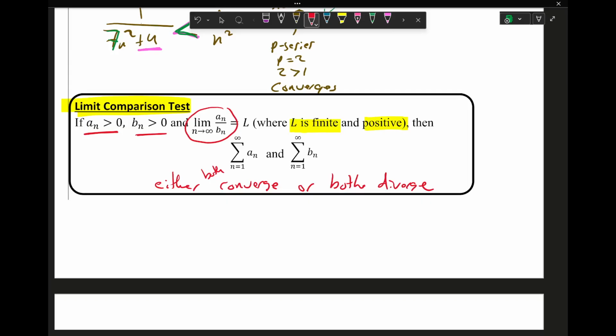So it's kind of the same idea where we're going to have to guess something to compare to. That's going to be b sub n. And we're going to take our a sub n, divide by our b sub n, take the limit of that, and if the result is any finite positive number, then whatever we compared it to, if our b of n converges, then the original question converges. If our b of n diverges, then the original question diverges.